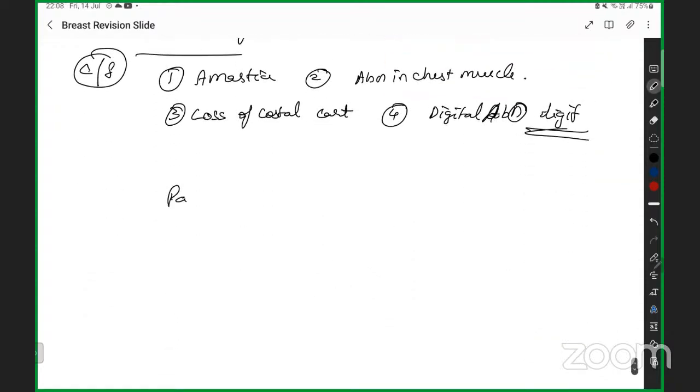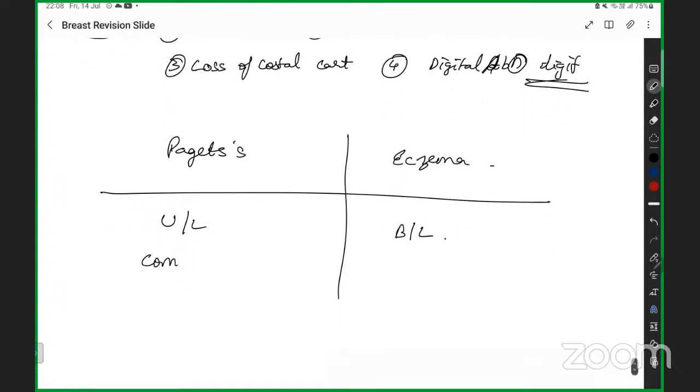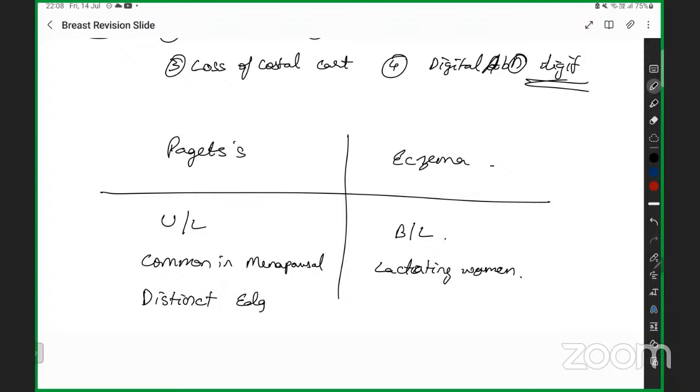One thing which I have left is Paget's versus eczema. Paget's is going to be unilateral. Eczema is going to be bilateral in nature. Paget's is going to be common in the menopausal age group, whereas eczema is going to be present in the lactating woman. Number 3 is edges. Paget's is going to have distinct edges, whereas eczema is going to have indistinct edges.